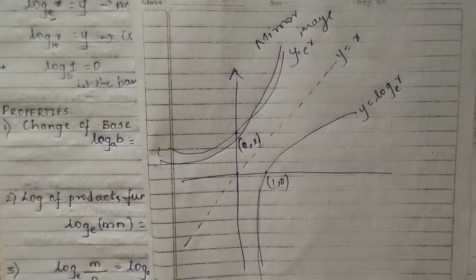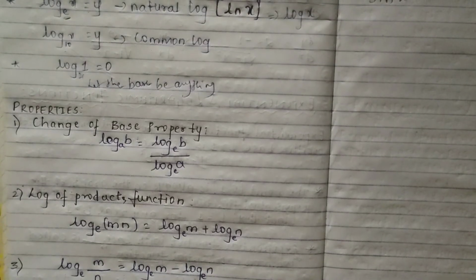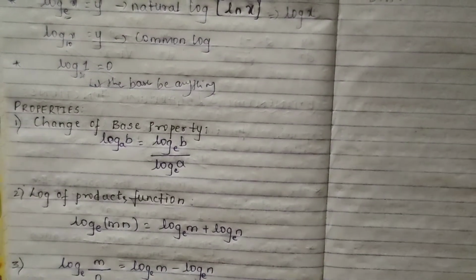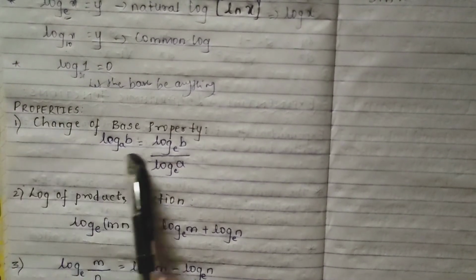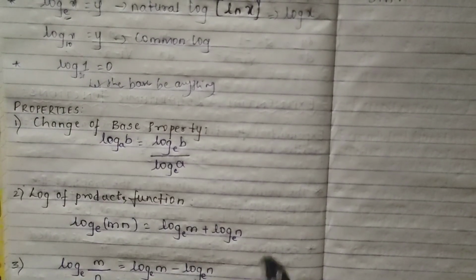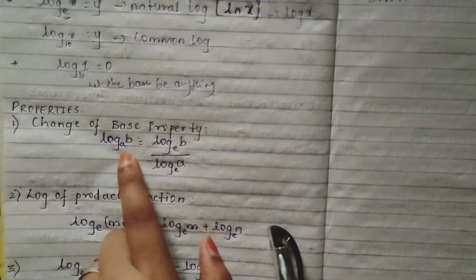Now we'll go for the properties. We have some properties which will be useful for you to do your differentiation. So your first property is the change of base property. Now see, if you have log b to the base a.